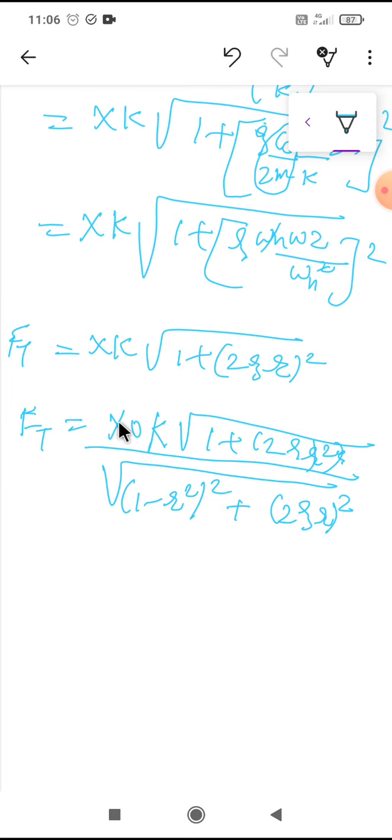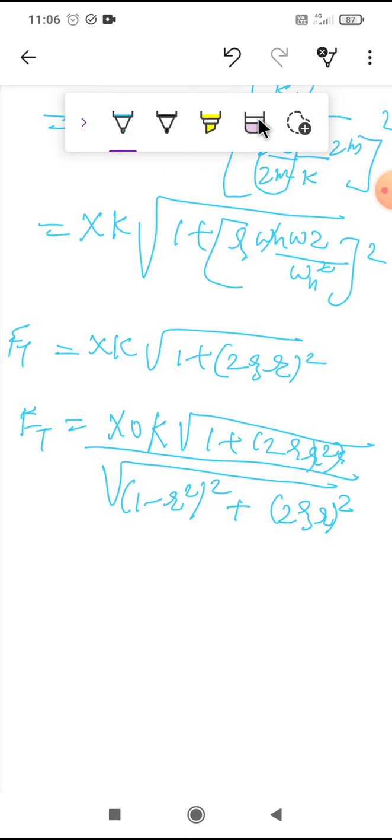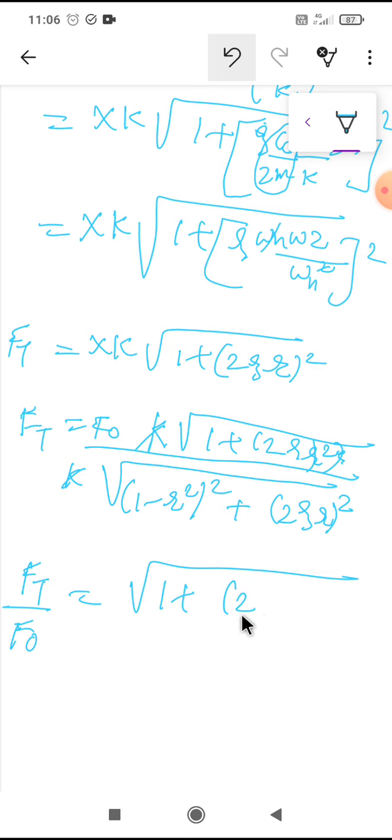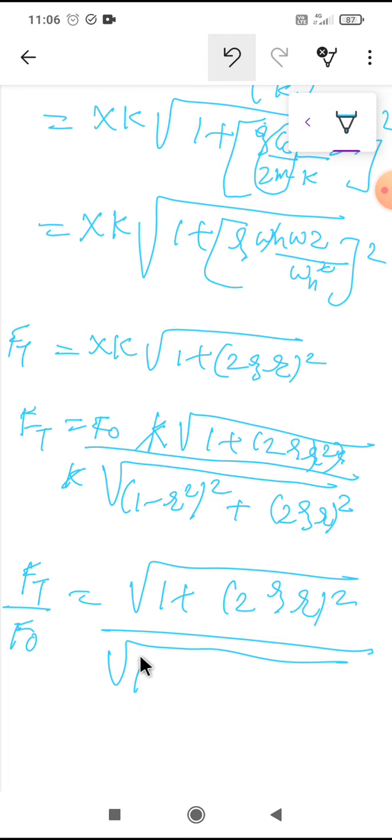So now what is x0? X0 is nothing but f0 by k. So instead of x0 I can write f0 by k. So k will get cancelled, so I am left with f0 into this term. Now if I bring f0 here, I will get f of t by f of 0 is equal to under root 1 plus 2 zeta r whole square divided by under root 1 minus r square whole square plus 2 zeta r whole square.